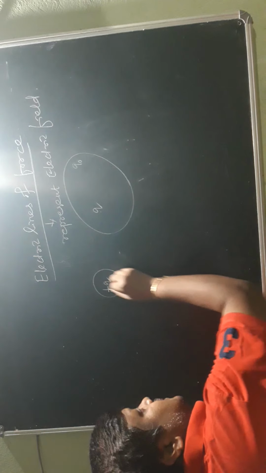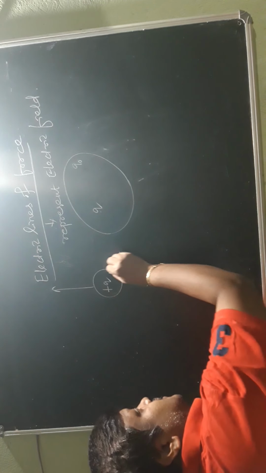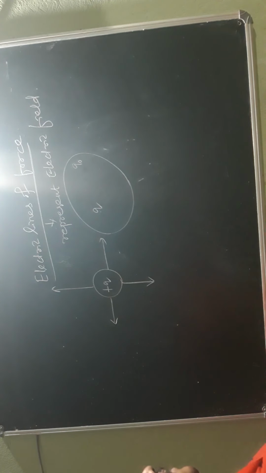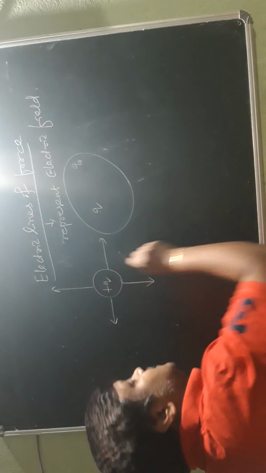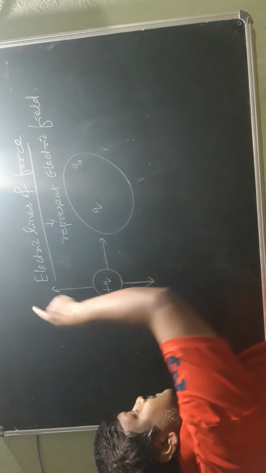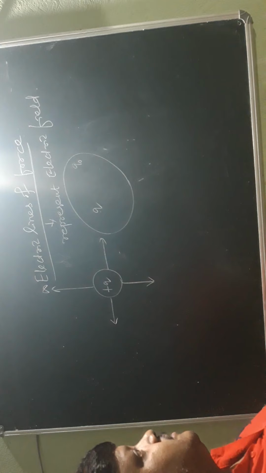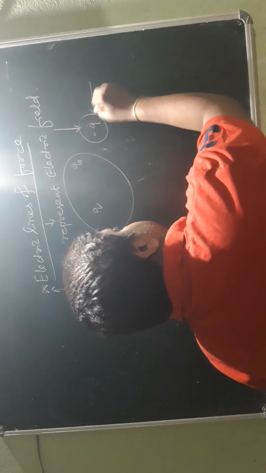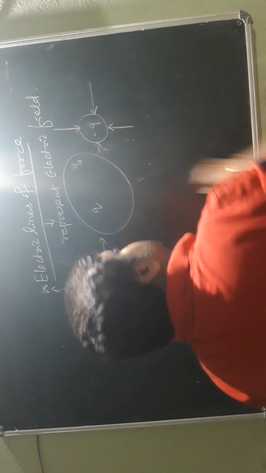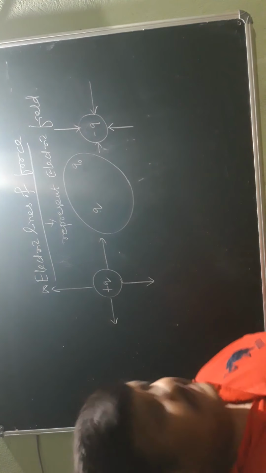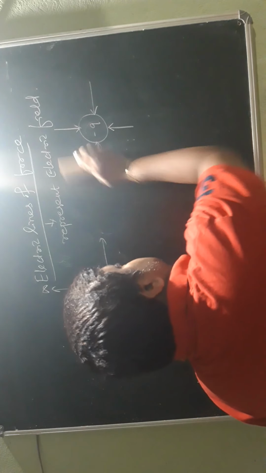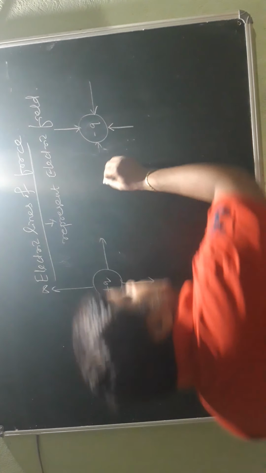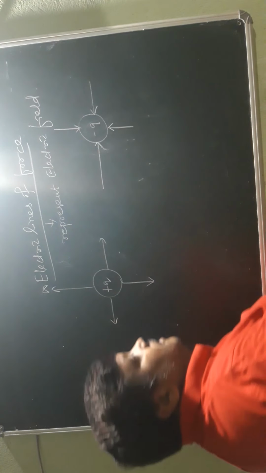If there is a single charge, then the lines of force are straight. For an isolated positive charge, the electric lines of force are radially outwards, ending at infinity, and they are straight. Likewise for the negative charge, the electric lines of force are also straight because this is a single charge. So for a single charge it is straight: for the positive charge it is radially outward, and for the negative charge radially inward.